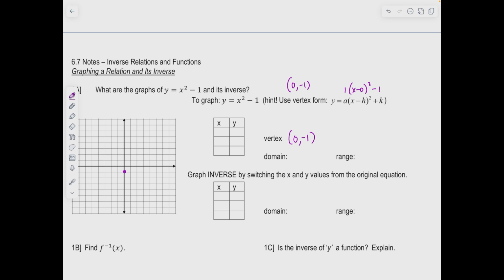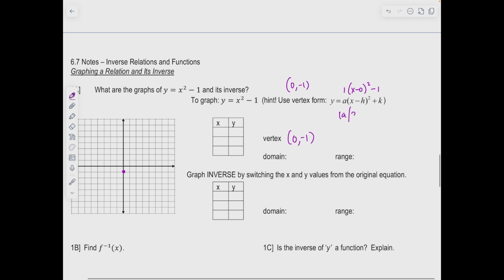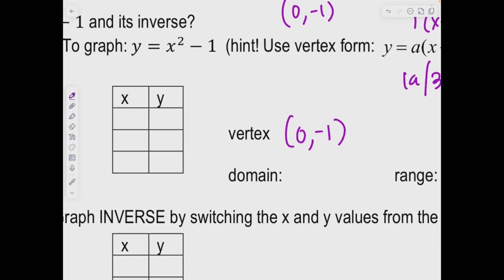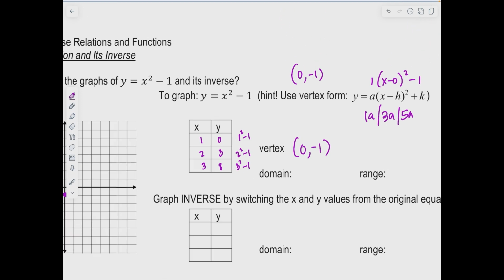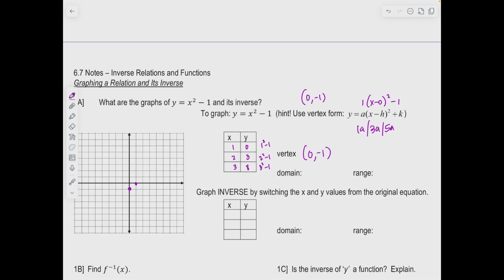Now, I can go to the left and the right. I can do the 1A, 3A, 5A, or I can make a table of values. It doesn't matter, so let's say I use the table of values. If I go to the right of 0, I go 1, 2, and 3. I have 1 squared minus 1, which is 0. I have 2 squared minus 1, which is 4 minus 1, 3. And then 3 squared minus 1, which is 8. So I go to 1, 0, 2, 3, and 3, 8. That's the right side of my parabola.